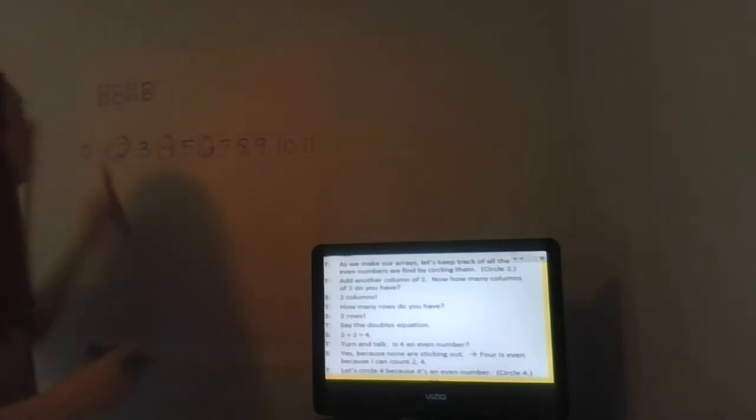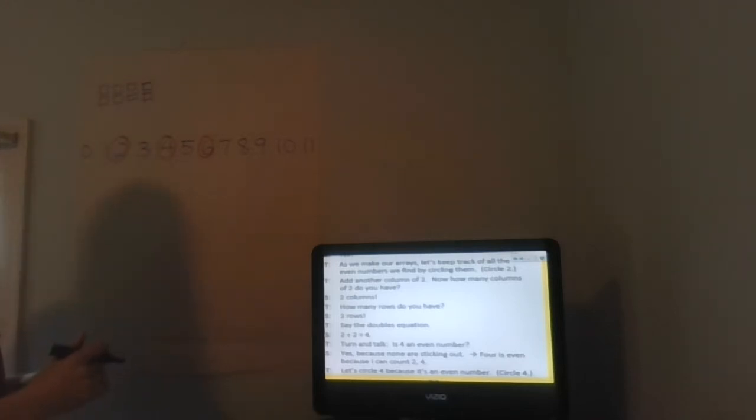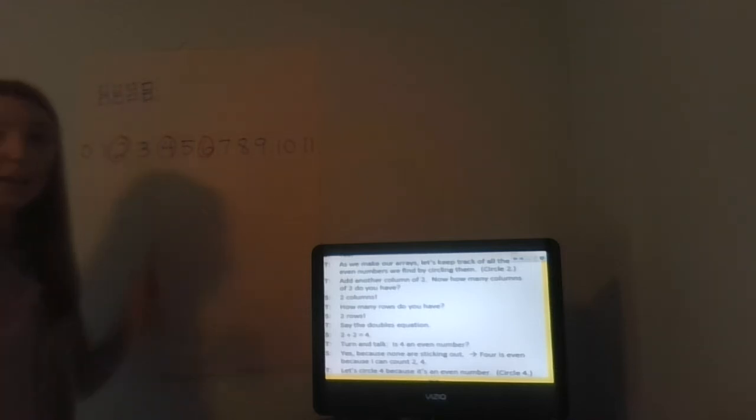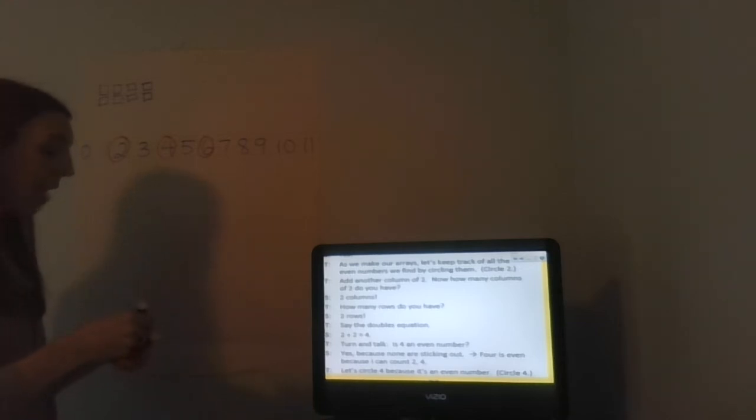Columns are up and down. I now have 1, 2, 3, 4 columns. I have 4 in each row. So now I'm going to add 2 plus 2 plus 2 plus 2. That's my repeated addition. 2, 4, 6, 8. Still an even number.